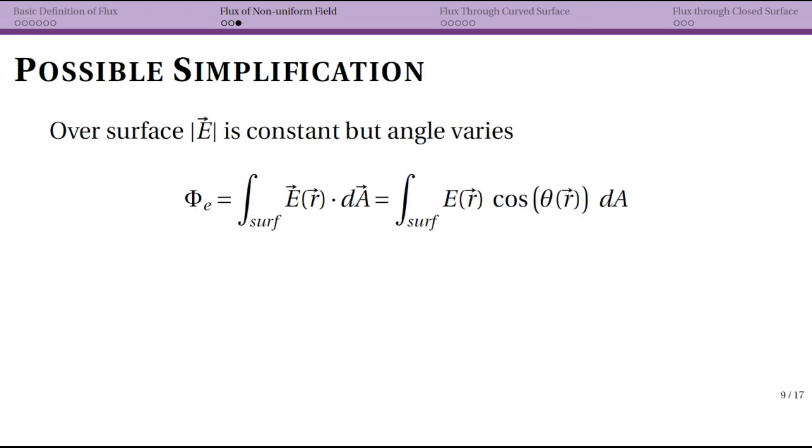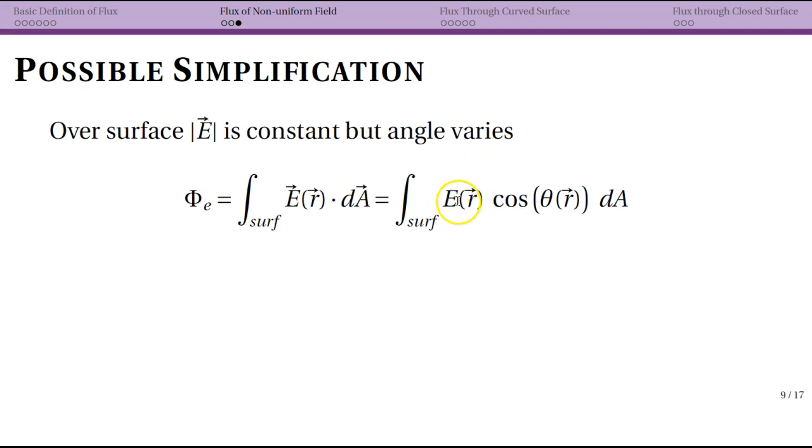Let's look at one possible simplification here. In this case, I'm going to say that over our surface, the magnitude of our electric field vector is constant, but the angle is going to vary. So when we go to do this dot product, cosine theta appears. And now your position vector, again, that just means, for instance, over x, y of your surface, or whatever plane your surface lies in. Later, we're going to get to curvy surfaces that make this more complicated.